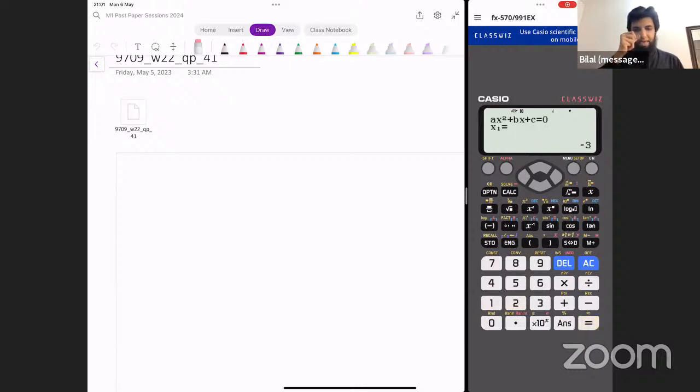It gives you the x-intercepts. This is the first x-intercept, -3. This is the second x-intercept, -4. And then you can press the equal button again. You get the turning point's x coordinate. That's -7/2. You press the equal to button again, you get the y coordinate of the turning point, that's -1/4.